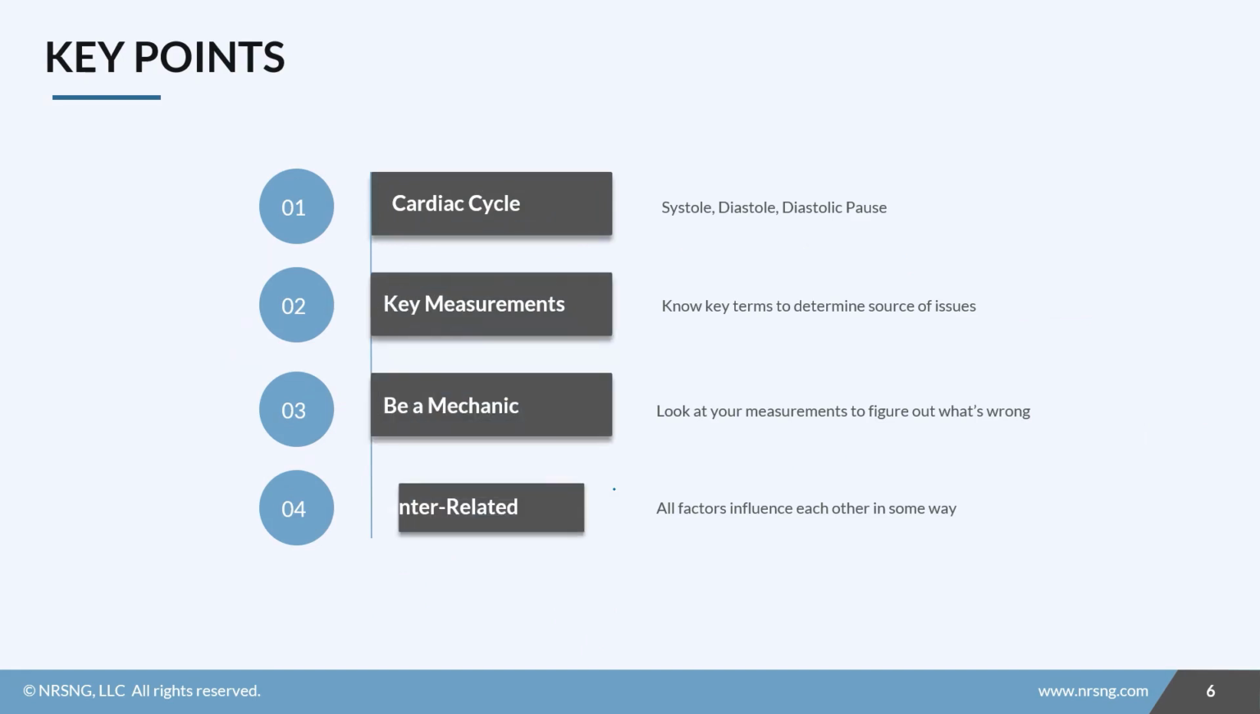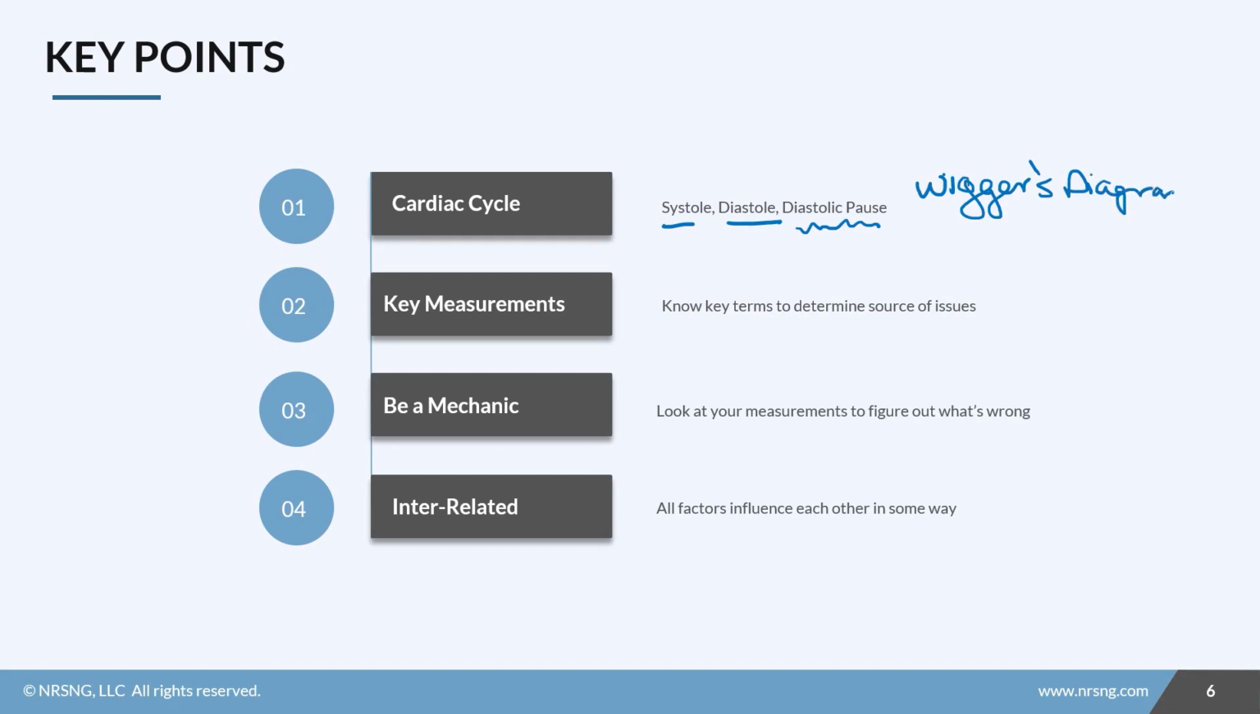So what are the key points here? Well, remember that a full cardiac cycle involves systole and diastole, or contraction and relaxation, and then there's that pause in between. And again, these things can be visualized on that Wiggers diagram, which we've included in a cheat sheet attached to this lesson. So make sure you check that out. Knowing those key hemodynamic terms is going to really help you determine the source of your problem and understand what's going on with your patient and how you can help them.